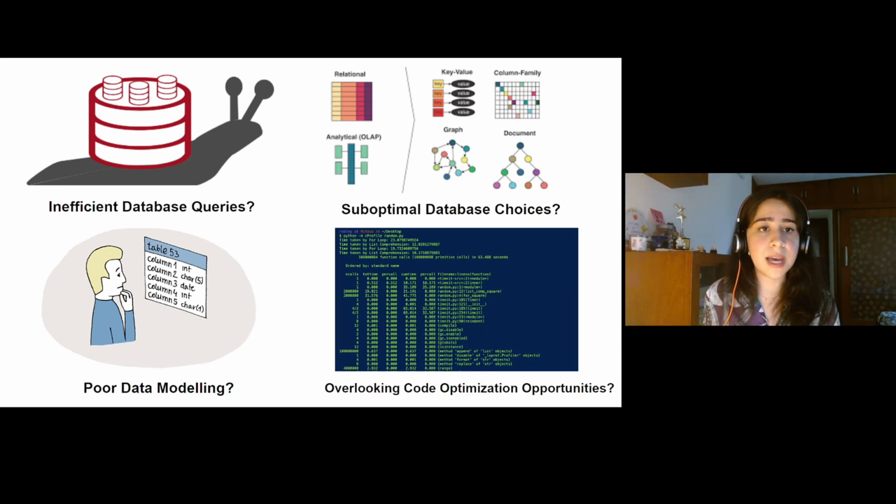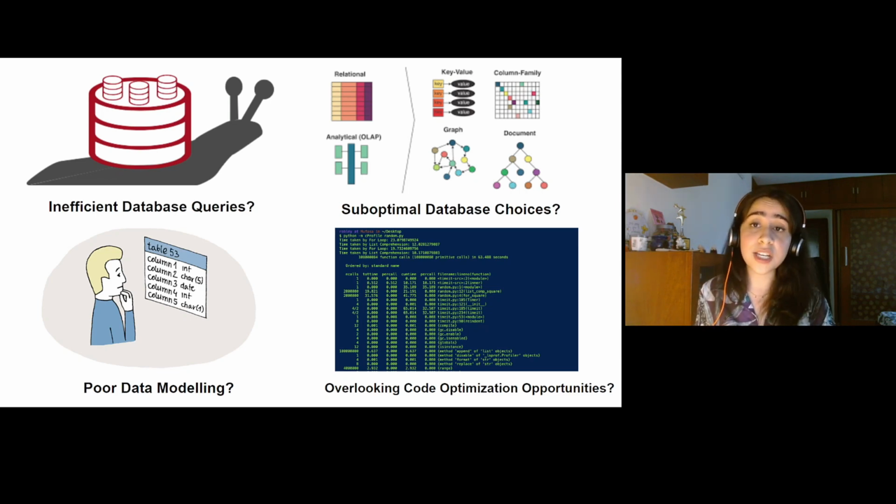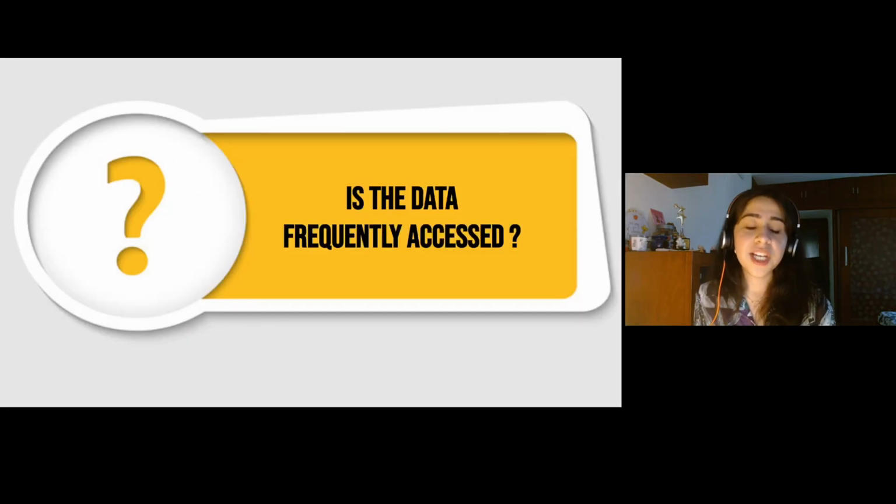These are just some of the examples. There could be more such issues, but the point here is to not use caching just to mask the actual problems and to understand what is wrong with your application. So when should one use caching?